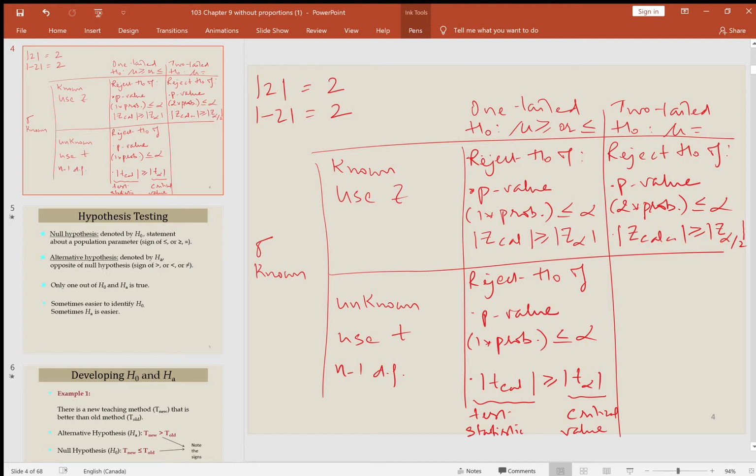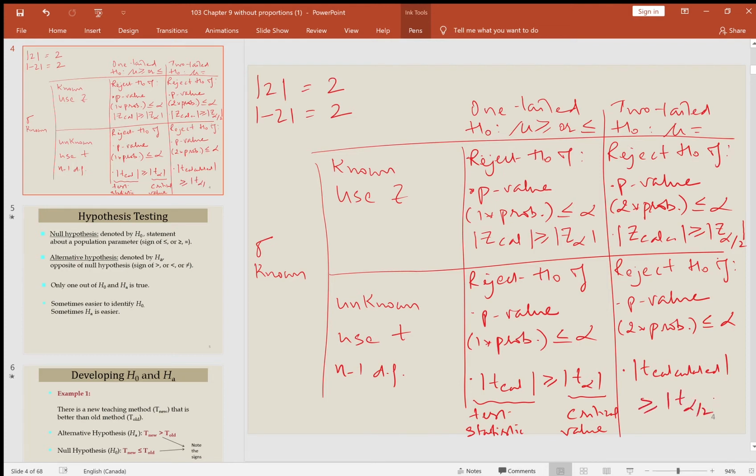Similarly, when we are using the t table, we reject null if p-value, which is again twice the probability, is less than equal to alpha, or absolute value of t calculated is more than equal to absolute value of t alpha by 2.